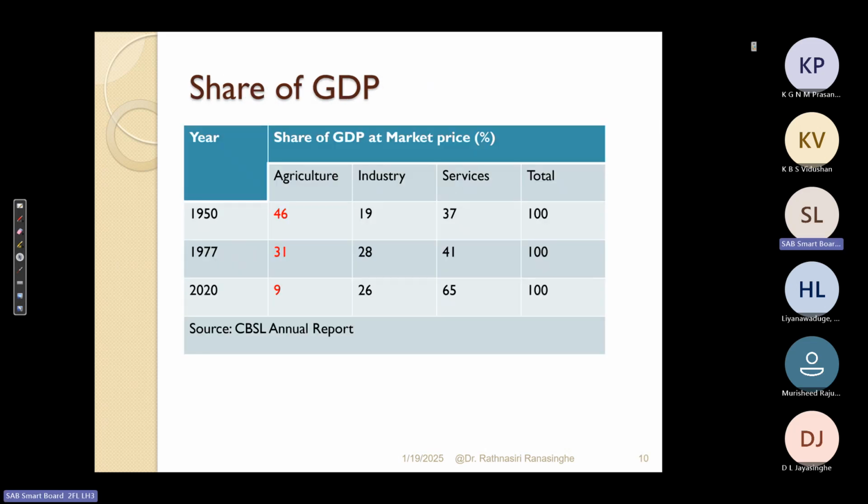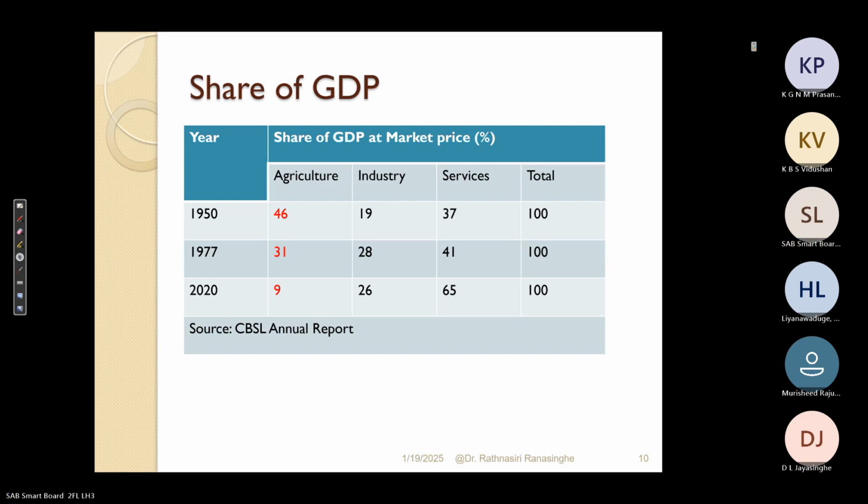And look at the share of GDP, the structure of the economy. In the 1950s, if you look at our structure, the dominant segment is agriculture. The main contributor to the economy is agriculture, half of the contribution, 50%. That reduced to 31%, and when it comes to 2000, it reduced to a single digit level, 9%.